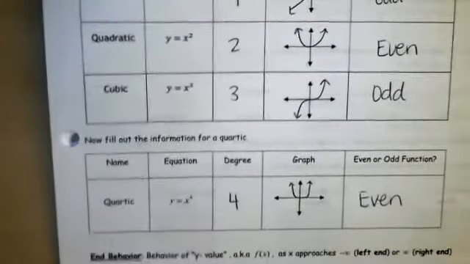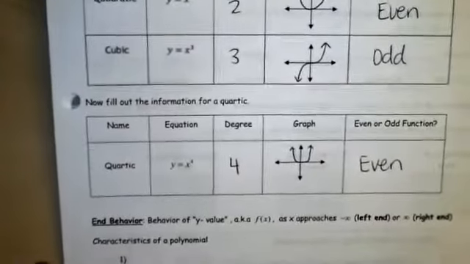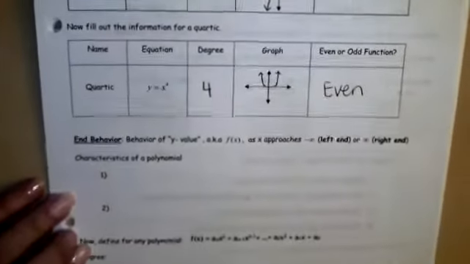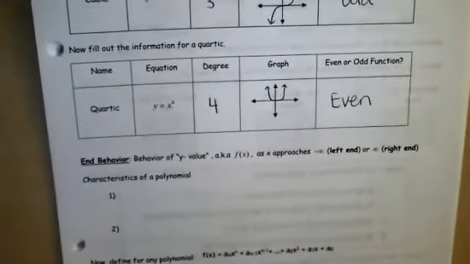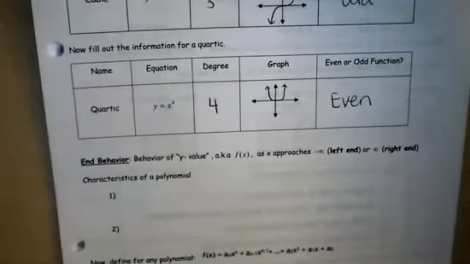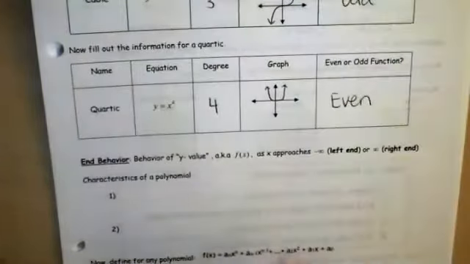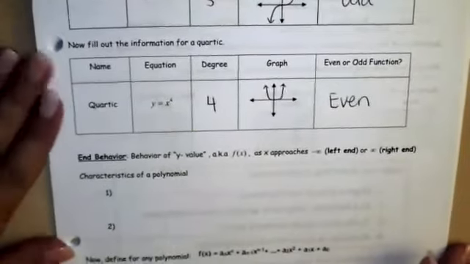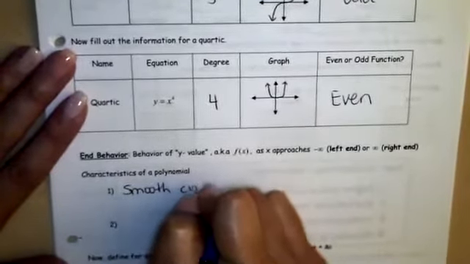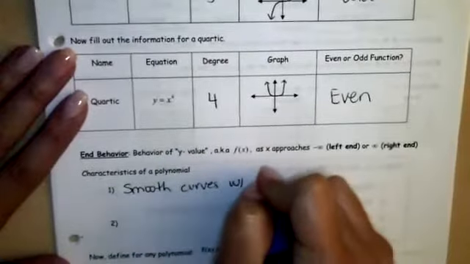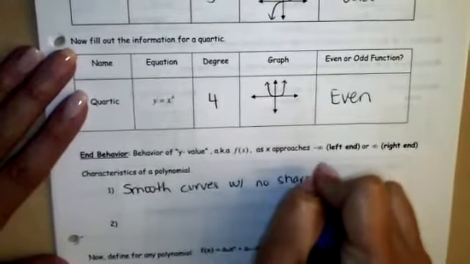Now let's talk about some more characteristics that we have for our polynomials. We talked about the end behavior, which is the behavior of the y value as x approaches negative infinity on the left and positive infinity on the right. We're going to talk about other characteristics of polynomials now. If you notice these polynomials, they are smooth curves with no sharp edges.